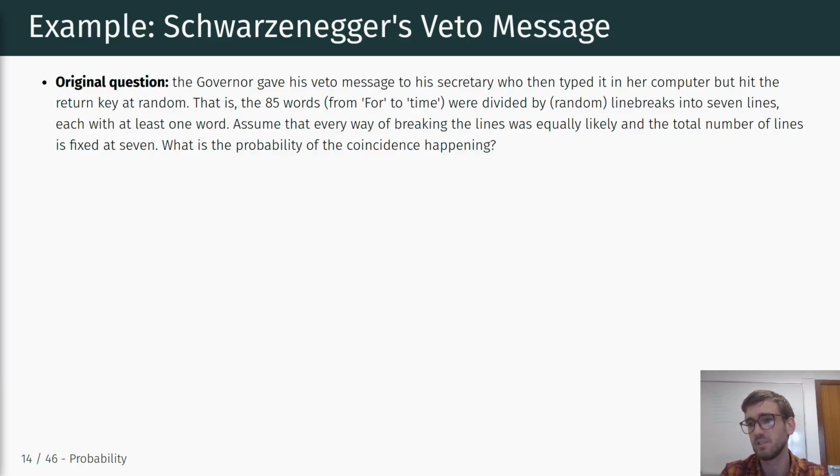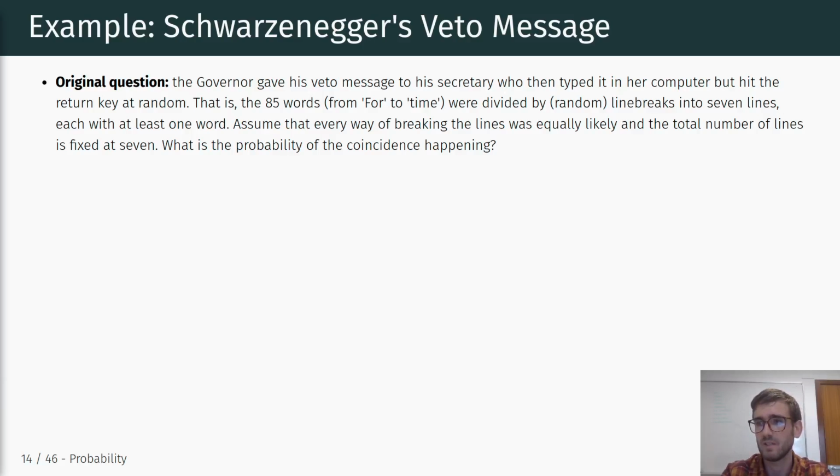So the original question here is, the governor gave his veto message to his secretary, who then typed it into her computer but hit the return key at random. That is, the 85 words from "for" to "time" were divided by random line breaks into 7 lines, each with at least one word.